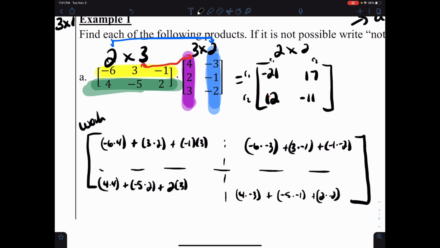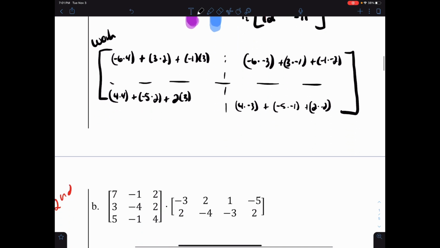So that's our first example of how we're going to multiply matrices. We're going to move on to example number 2 together.